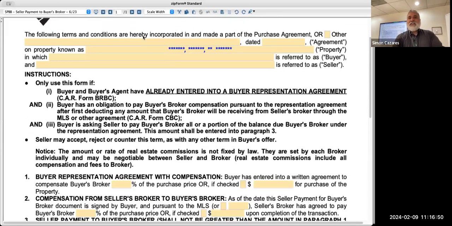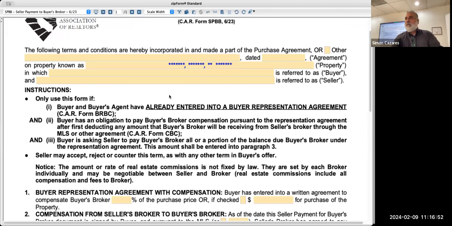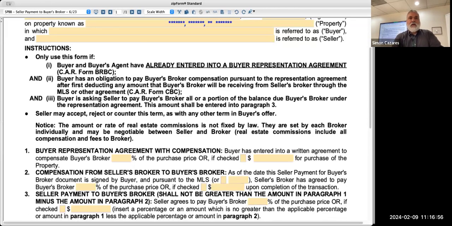So if you look at the instruction aspect, all of the top here is pretty self-explanatory, right? Property address, buyer, seller's information, all that fun stuff. Now let's go into the meat and potatoes of this conversation.